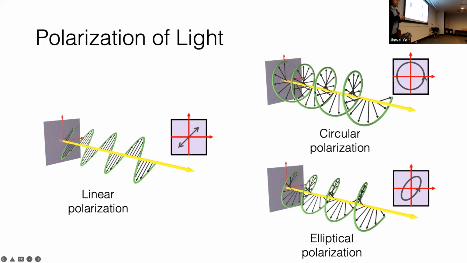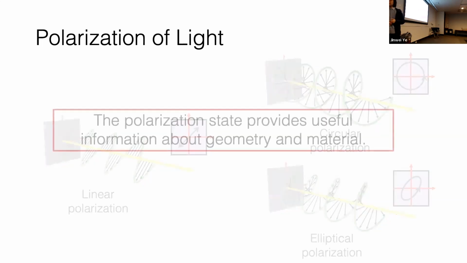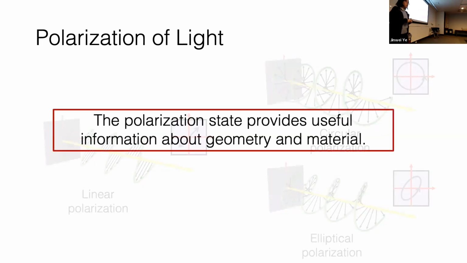So the polarization state is affected by the scene, including the light source, the objects in the scene, the geometry of the object or the material of the object, etc. So polarization tells us very useful information about all these properties of the scene. Polarization states tell us useful information about the scene geometry as well as the material.